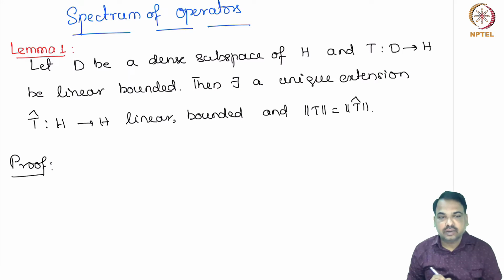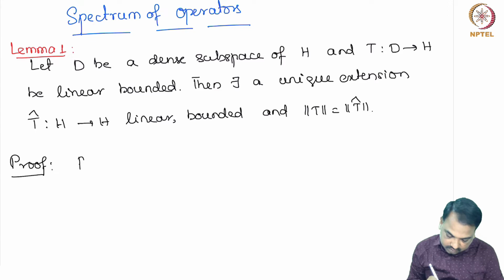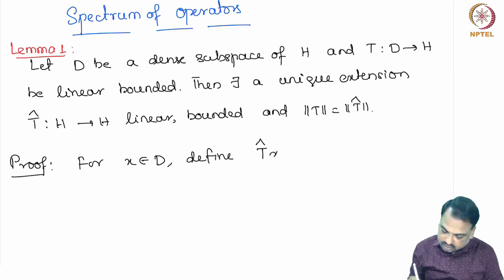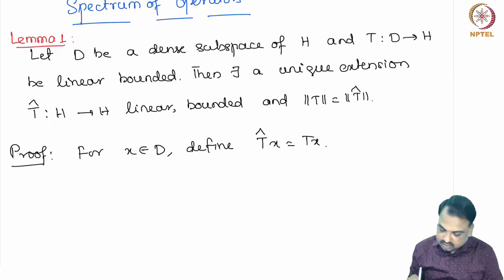So first let us prove that there exists such an operator, that it is well defined, and that its norm is exactly equal to the norm of the original operator. So the obvious choice is that we define T hat in such a way that T hat restricted to D is exactly T. So in other words, for every x in D, T hat x must be equal to T of x. So for x in D, define T hat at x as Tx.